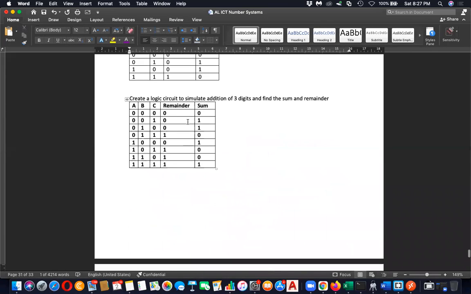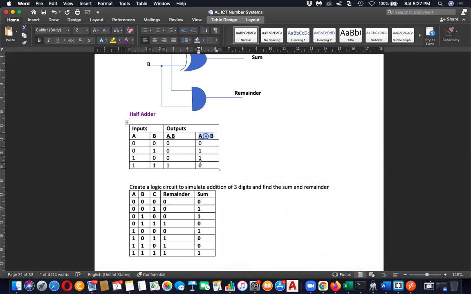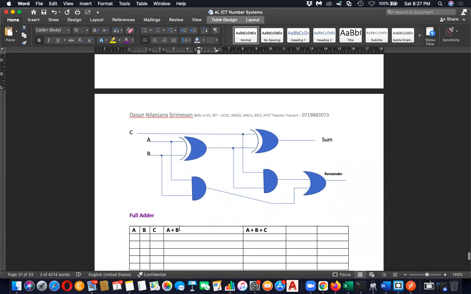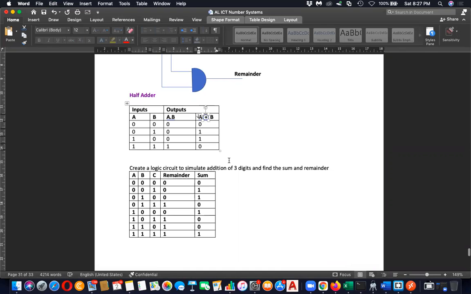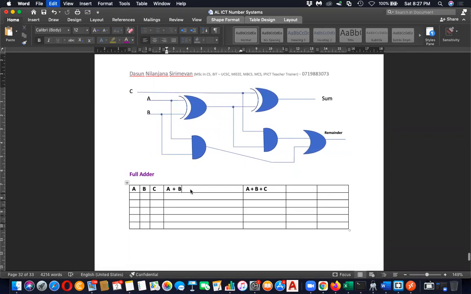Draw the circle. Same. A XOR B. That's the circle. Here you have A XOR B, XOR C. Sorry, not this. A XOR B, again XOR C.